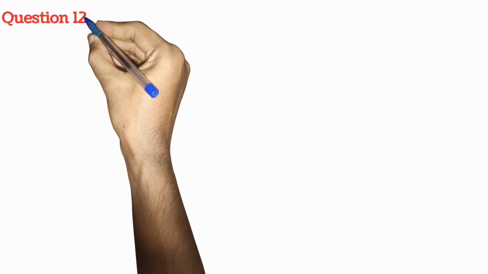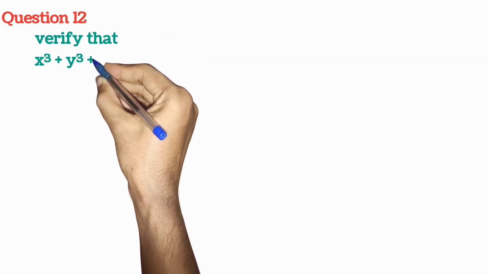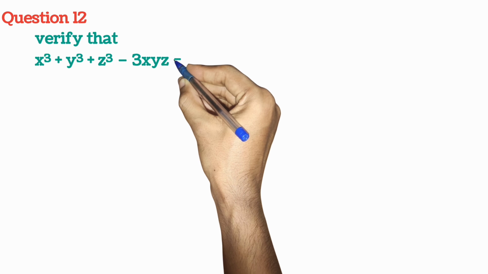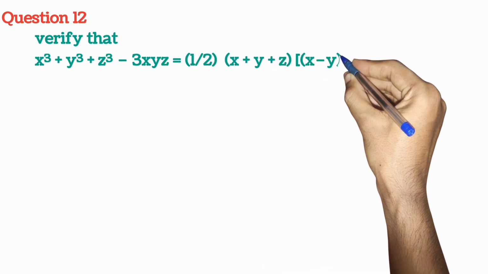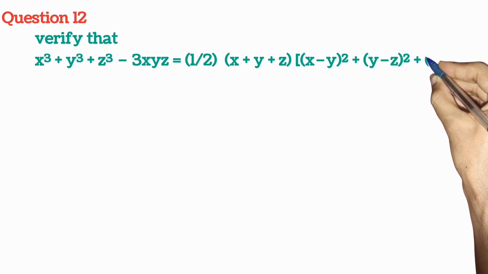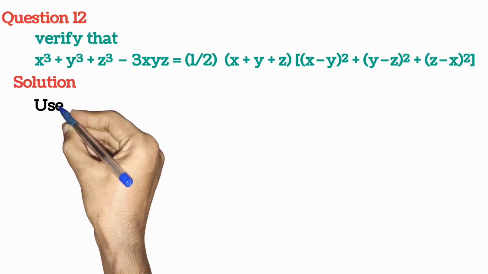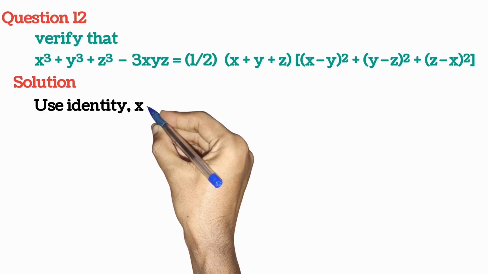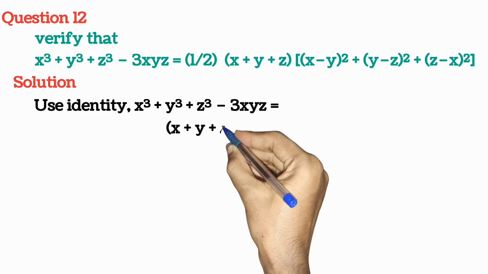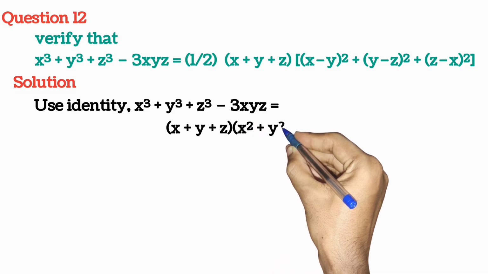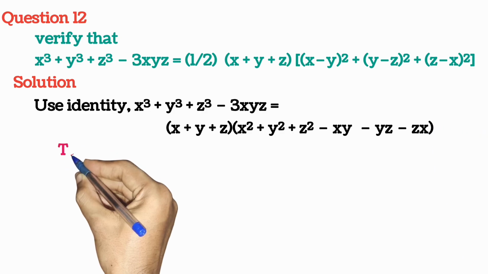Now question number 12. Verify that x³ + y³ + z³ − 3xyz = 1/2 (x + y + z)[(x − y)² + (y − z)² + (z − x)²]. Solution for this: use the identity x³ + y³ + z³ − 3xyz = (x + y + z)(x² + y² + z² − xy − yz − zx).